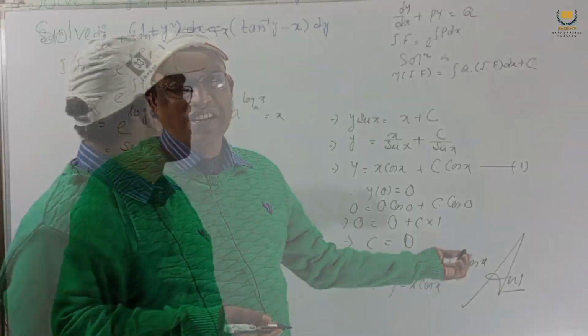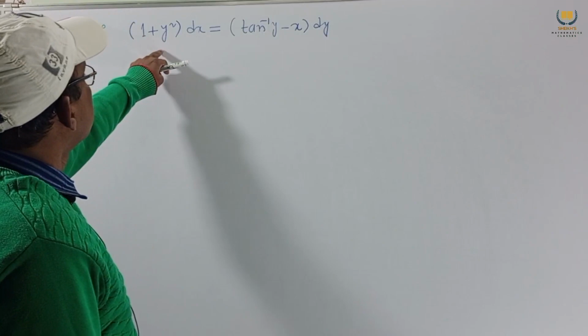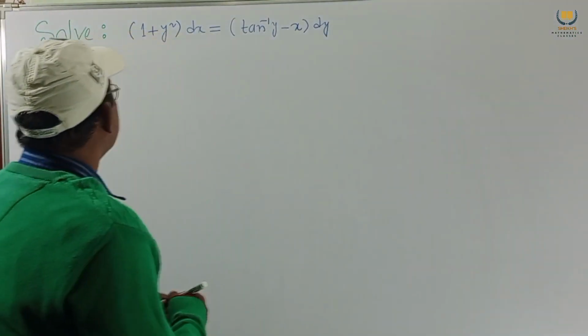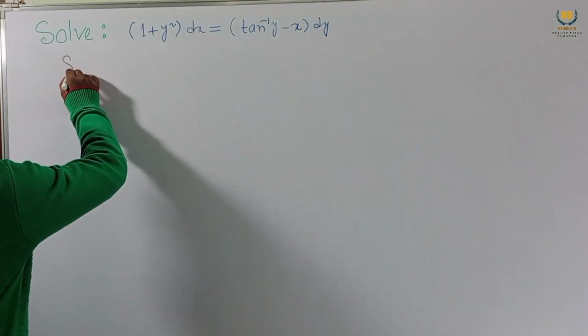Very easy solution. Now this problem: (1 + y²) dx = (tan⁻¹y − x) dy. We want to solve this problem. Now the solution.